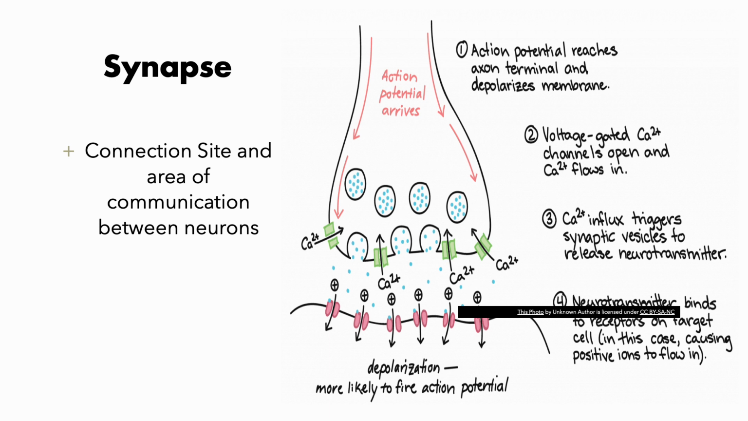Synapse, or the synaptic cleft, is the connection site and area of communication between neurons where neurotransmitters are released. The synapse converts an electrical signal, also known as an action potential, from the presynaptic neuron into a chemical signal, the neurotransmitter, that is transferred to the postsynaptic neuron. Neurotransmitters are released at the synaptic cleft as the result of an electrical activity or an action potential.